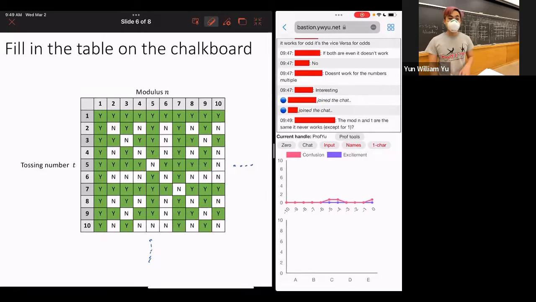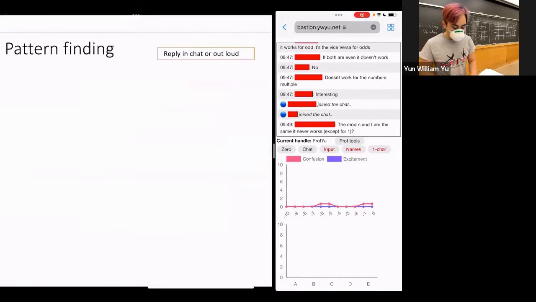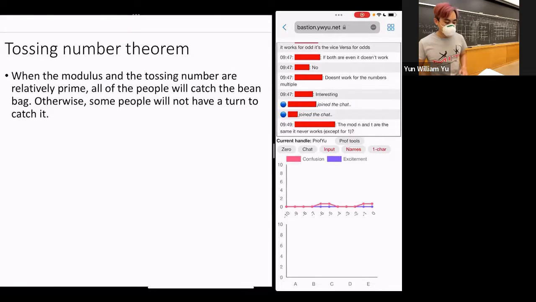One of the other things you might notice, and I think someone figured this out because it had to do with primes: 6 is a very not prime number. 6 is probably the least prime-ish number on this table, right? Because its factors are 1, 2, 3, and 6. Whereas 7 is a very prime number. So somehow there is this connection between primes and non-primes that you can see by looking at these two columns. And that's also important because that leads to more general conjectures. We have the easy conjectures like, all ones work, or if n is equal to t, then it doesn't work. But by looking at the difference between primes and non-primes, you might come up with an even more general conjecture, which I think someone mentioned in the chat pretty early on, which is the main theorem here, which we're not going to prove, but we might prove it later. It is this tossing number theorem: when the modulus and tossing number are relatively prime, all of the people will catch the beanbag. Otherwise, some people will not have a turn to catch it.